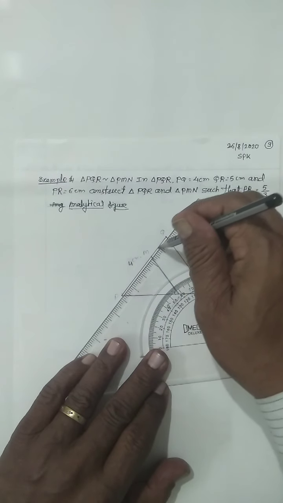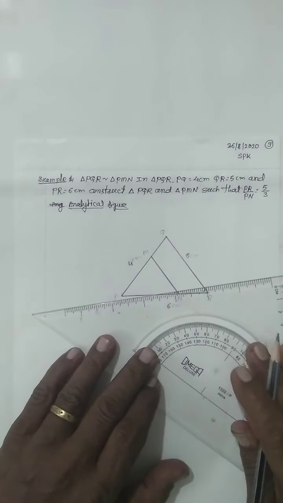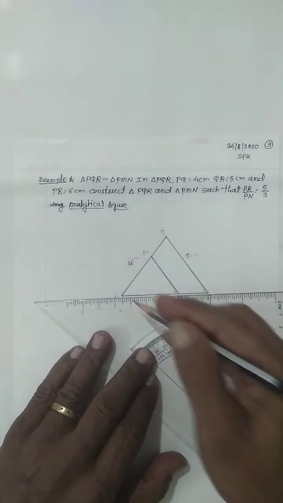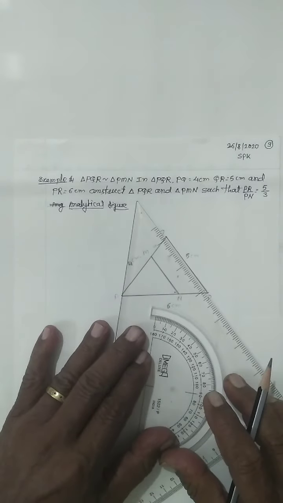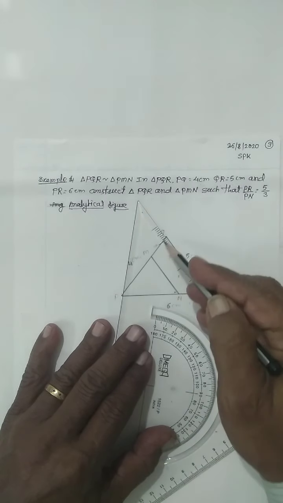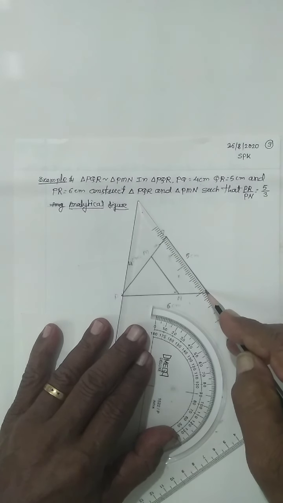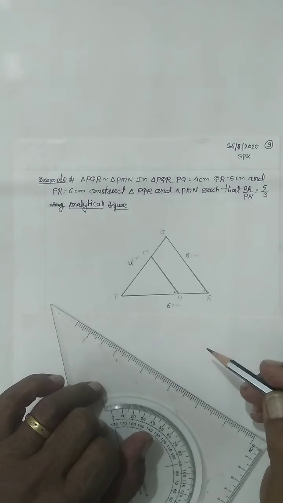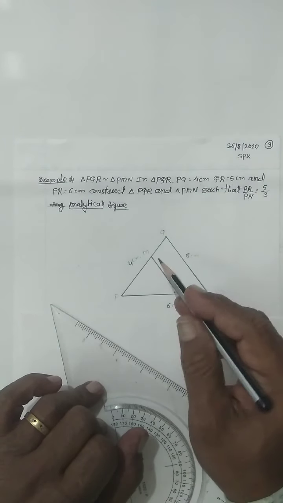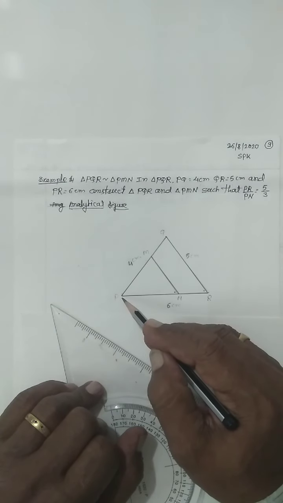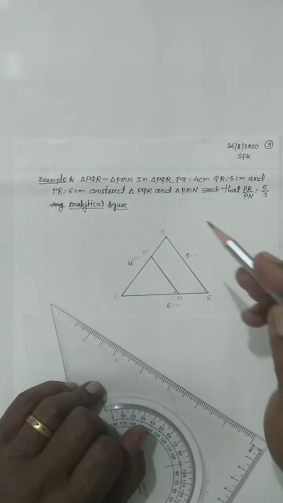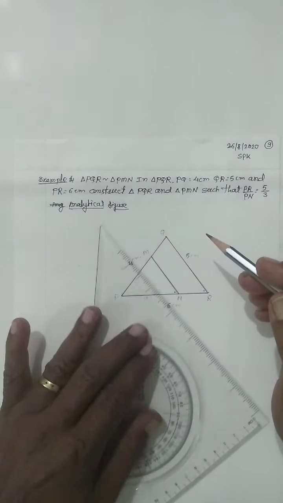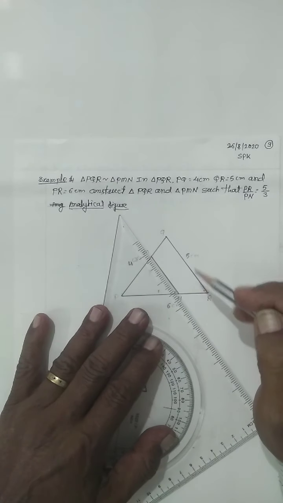Draw the sides PQ, PR in this way and QR. In triangles PQR and PMN, the vertex P is common for both the triangles. Then draw MN which is parallel to the side QR.